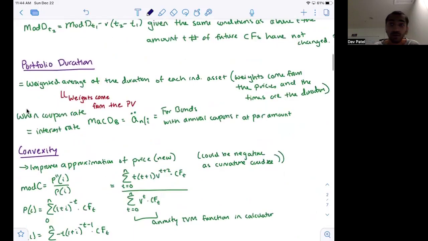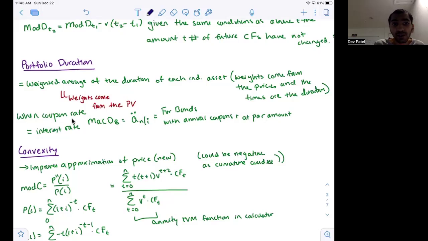For portfolio duration or even portfolio convexity, we apply similar logic. In the same way we would calculate the Macaulay duration for an asset or a liability, we then take the weighted average of each individual asset. The weights again come from the present value of those prices. So we take the duration of each individual asset and weight it by the present value of that asset over the total present value.